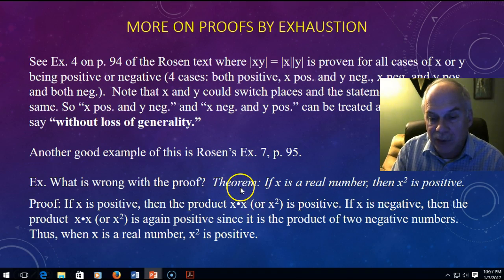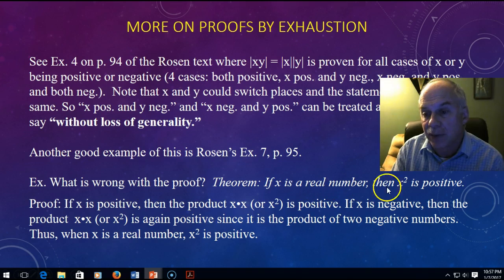So the conjecture that we're trying to prove is, if x is a real number, then x squared is positive. Proof: if x is positive, then the product x times x, or x squared, would be positive. If x is negative, then the product x times x, or x squared, is again positive, since it's the product of two negative numbers. Thus, when x is a real number, x squared is positive.